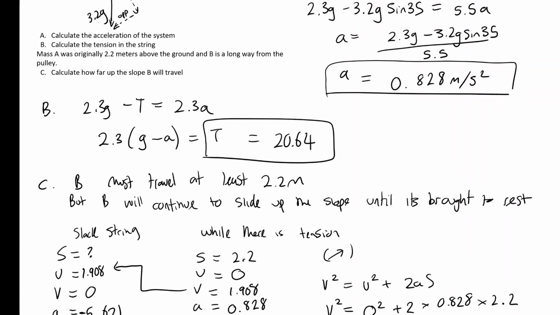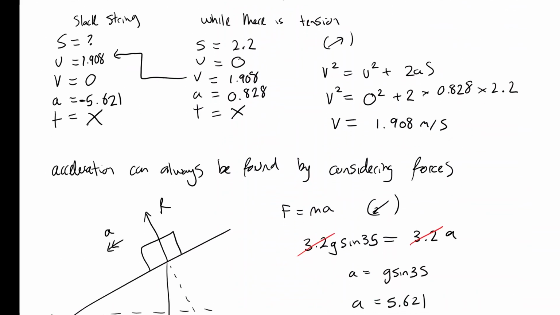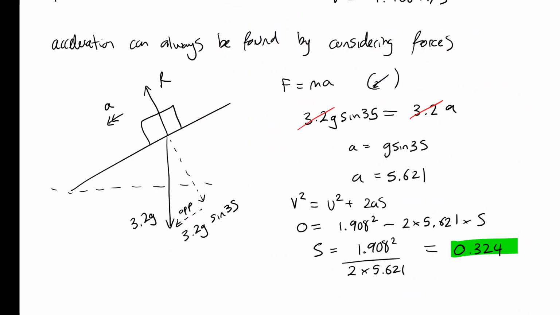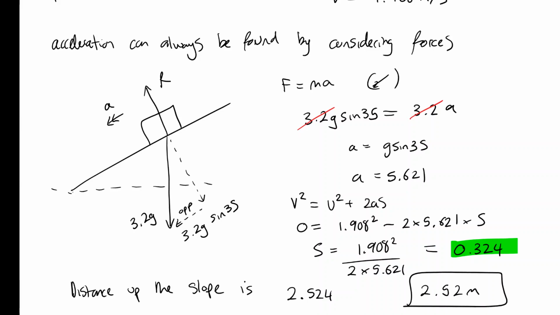So we know it goes up by at least 2.2 meters, but then on top of that it travels another 0.324. So the distance up the slope is 2.524, 2.52 meters. That's it.